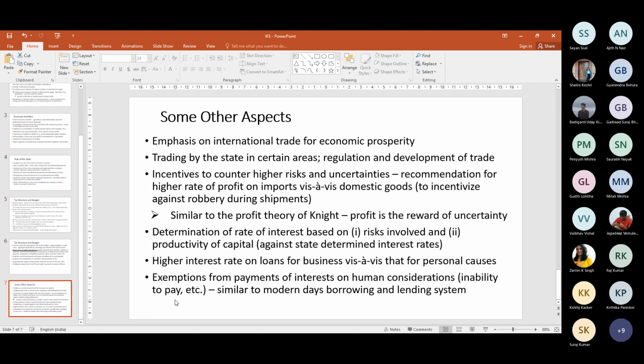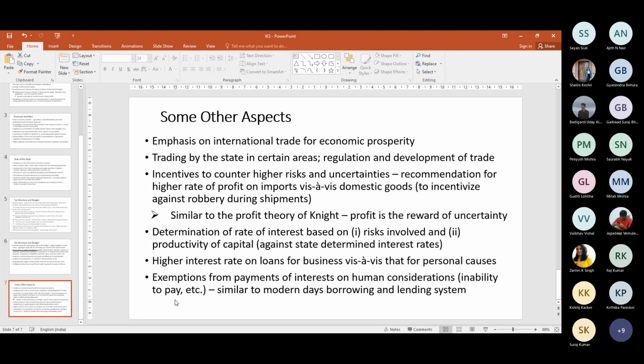As regards rate of interest, it was pointed out that the rate of interest should be determined based on the risks involved and the productivity of capital. This is, to some extent, deviating from what we often see, that interest rates are determined by the state, like in many countries, where the rate of interest is determined by the central bank. But in Arthashastra, it was pointed out that it should be based on the risks involved and the productivity of capital. At the same time, a higher interest rate was recommended for loans for business vis-a-vis loans taken for various personal causes.